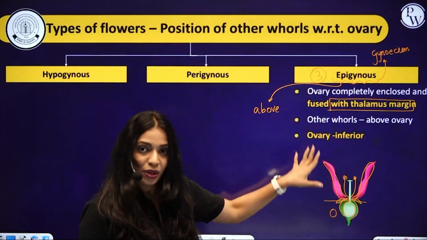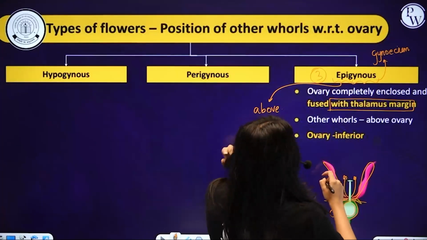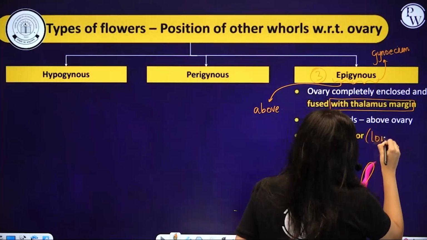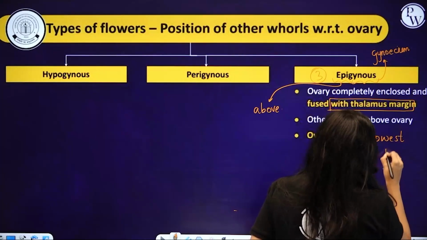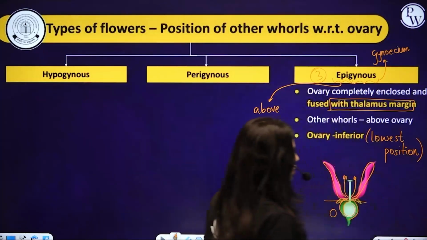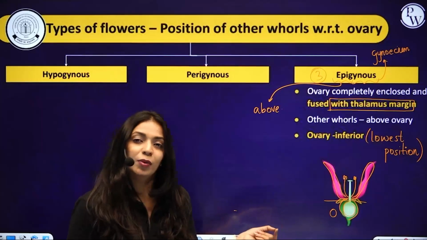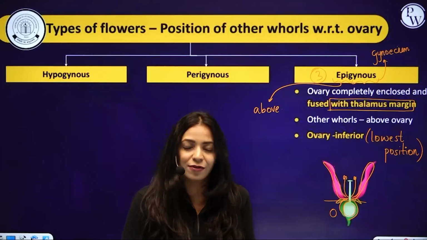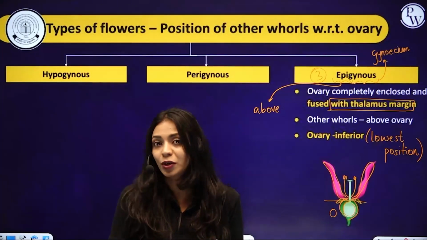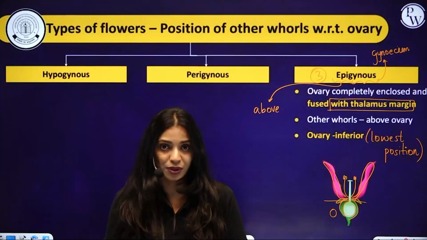In this case, you can see that the ovary occupies the lowest position. Since it occupies the lowest position in the flower, we refer to it as inferior ovary. Remember, when we're saying inferior, half inferior or half superior and superior, we're talking about the ovary specifically. When we're talking about hypogynous, epigynous, perigynous, then we're talking about the flower. Okay?